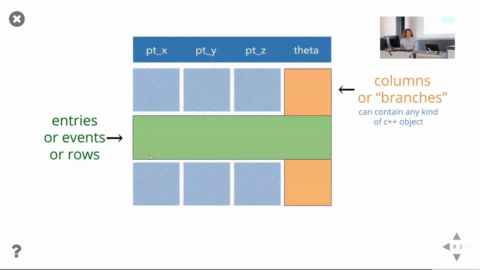And to show you what it looks like from a very, very high level point of view, the green part here is an event or an entry. And then this entry is split up into columns, or typically we also refer to them as branches. And it can be anything, it can be a number, it can be an object. A way to also think about it is a high performance Excel sheet. So you really have this tabular view on your data.